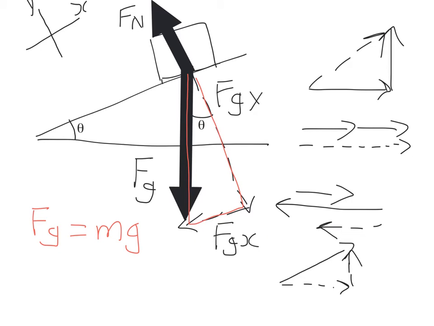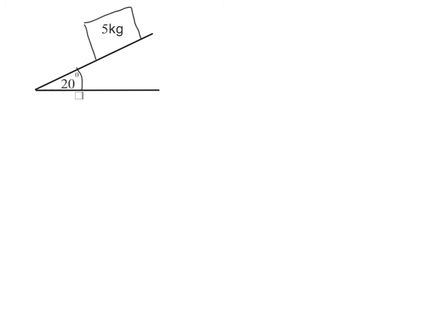So let's see if we can figure out a calculative example now. So here I've got an example set up already. I've got a 5 kilogram box on a 20-degree incline. And of course, we're assuming that there's no friction. So if I do a free body diagram, I've got Fg, I've got Fn, and then I break up Fg into Fgy and Fgx.